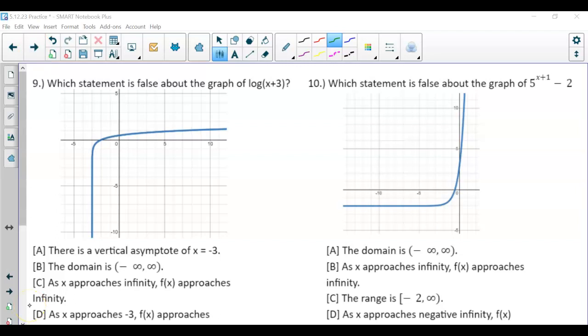So now 9 and 10 is going back to our graphs, just reviewing, getting that practice in. Here we have our log, and here we have our exponential. So again, we're looking for the false statement. Remember, for the log, the range is all reals, because it's constantly going up and down, because we have a vertical asymptote. Remember, this looks like it's flattening, but it's still going up, up, up. And the vertical asymptote is here at X equals -3. So I can already tell that A is true, but B is the answer. B is false, because it's not the domain that's all reals, it's the range.